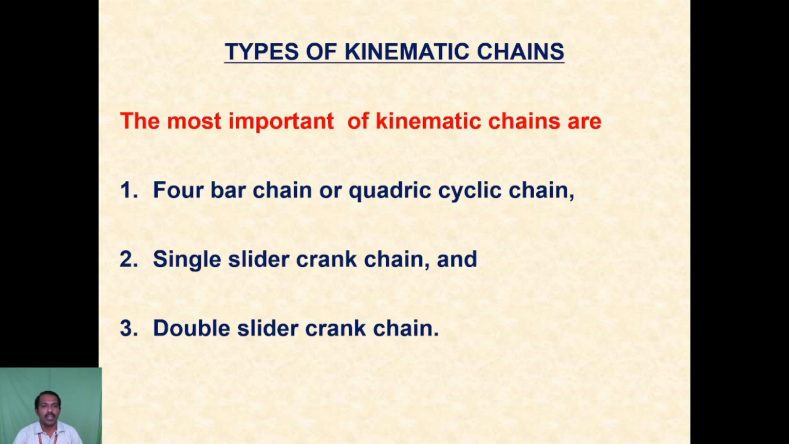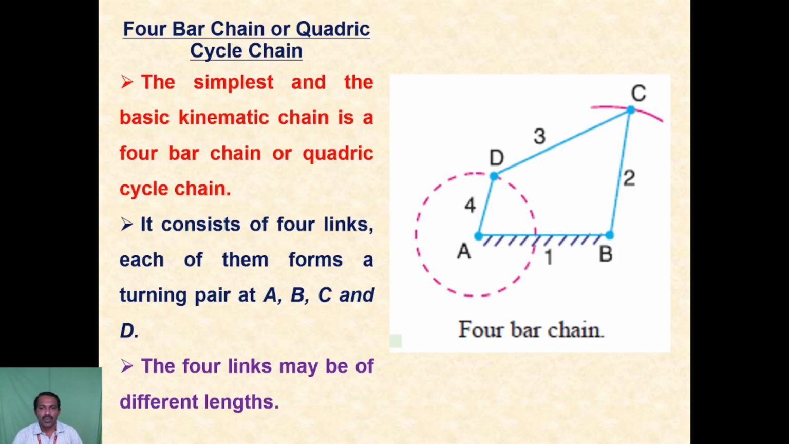One is the 4-bar chain. Second is the single slider crank chain. Third is the double slider crank chain. First one is the 4-bar chain. 4-bar chain means there are 4 links: 1, 2, 3, 4 are the links, and A, B, C, D are binary joints. The simplest and the basic kinematic chain is the 4-bar chain.